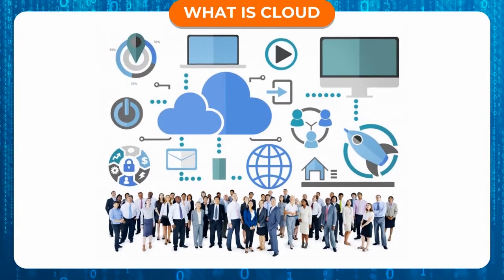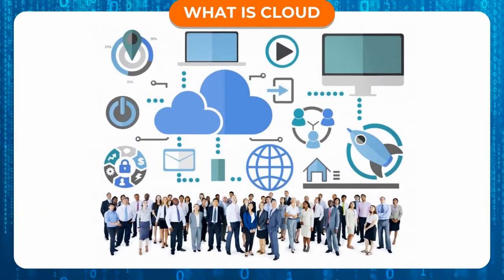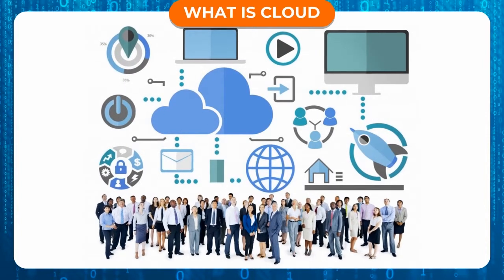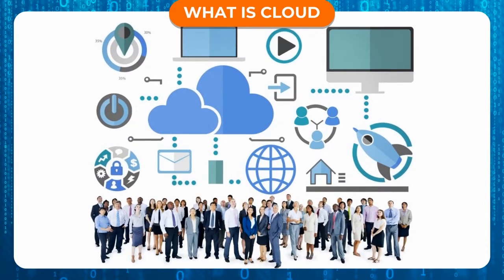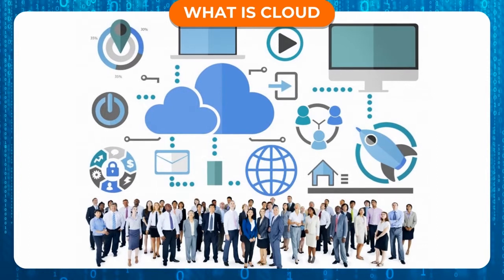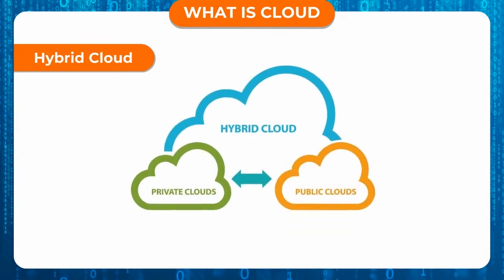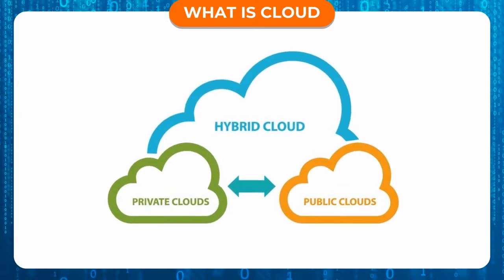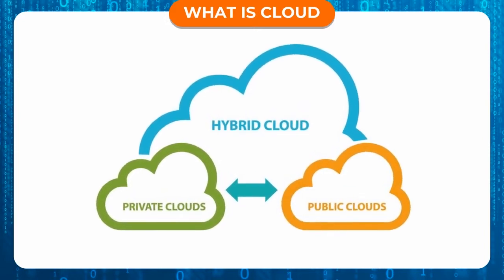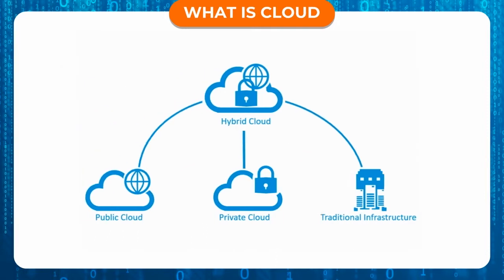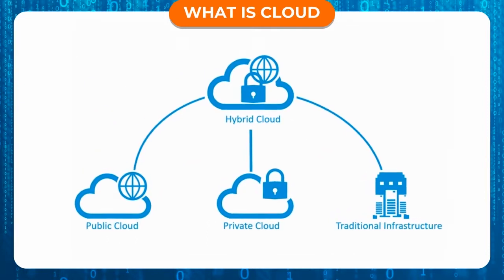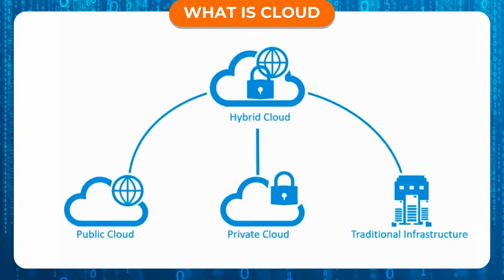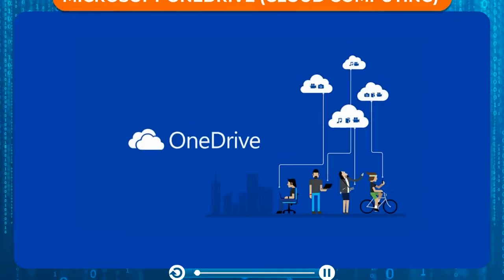Community cloud. The community cloud allows systems and services to be accessible by a group of organizations. Hybrid cloud. The hybrid cloud is a mixture of public and private cloud. However, the critical activities are performed using private cloud, while the non-critical activities are performed using public cloud.